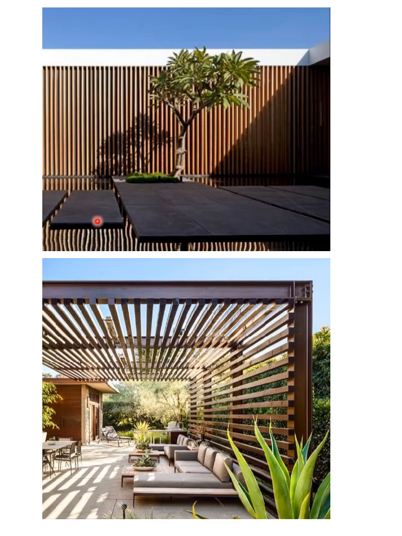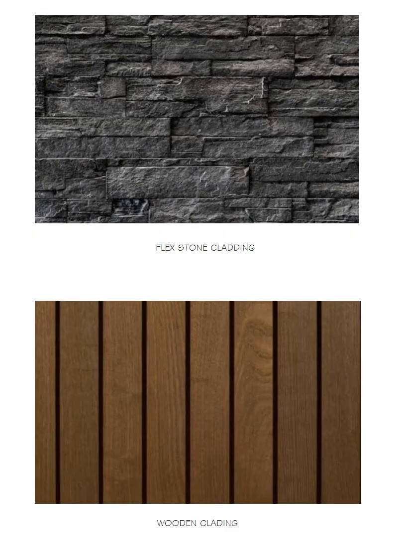And this is how I wanted to show the see-through wall from the court garden, and this is how I wanted to show the sit-out space. So this is a flagstone cladding and wooden cladding for the facade treatment.